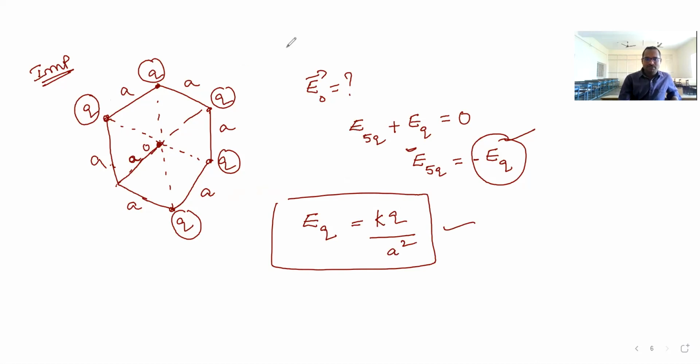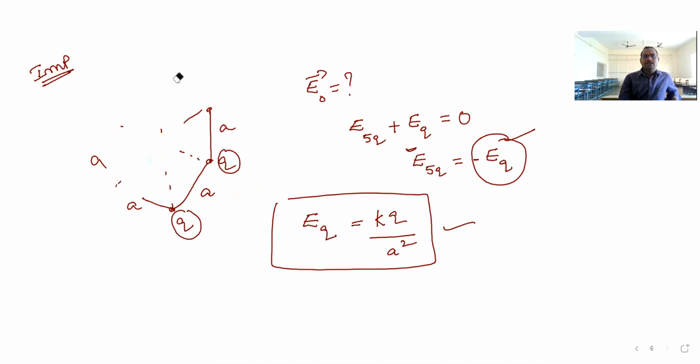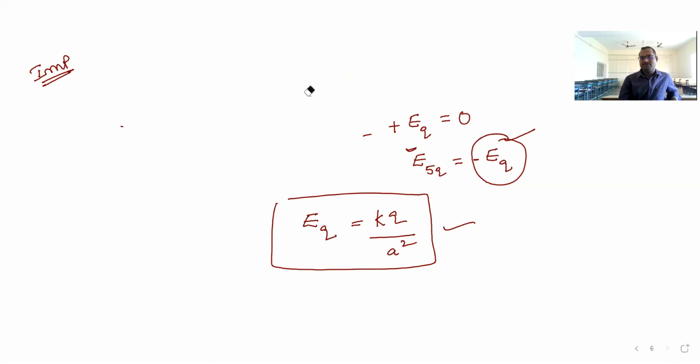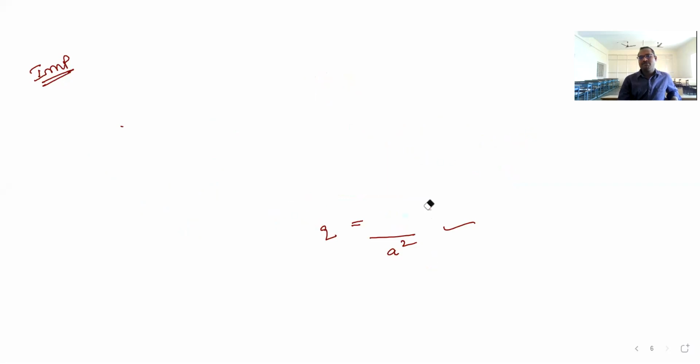Question not understanding? Okay. Question is, on total hexagon, 6 corners, 6 vertices will be there. At that 6 vertices, only 5 charges are located.